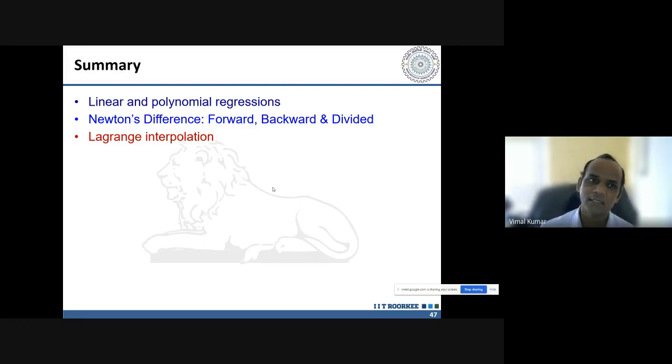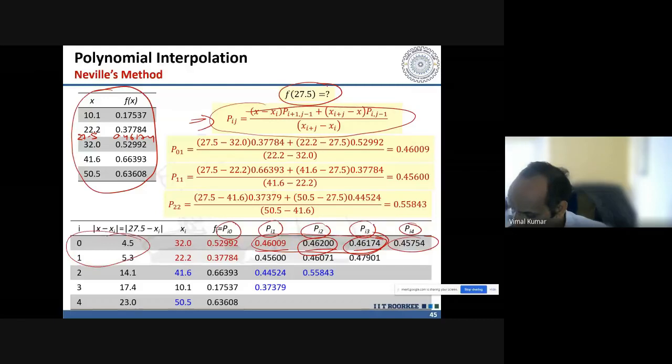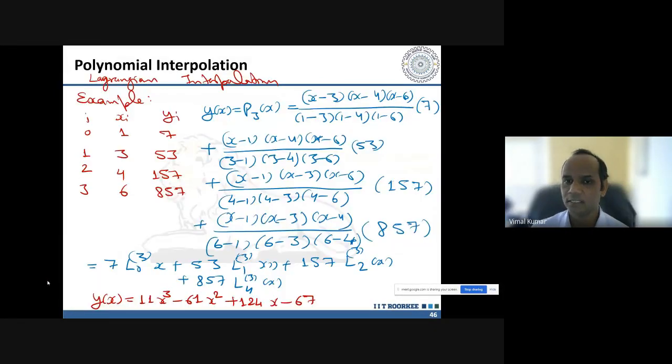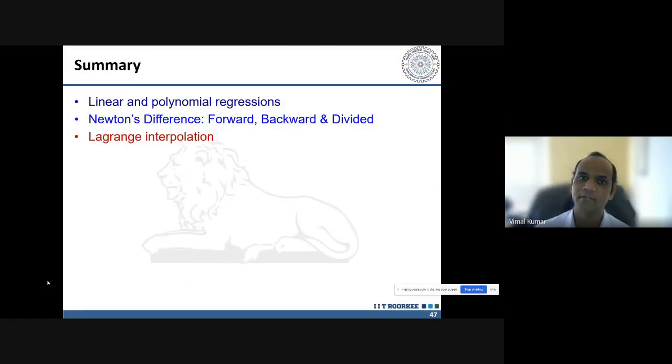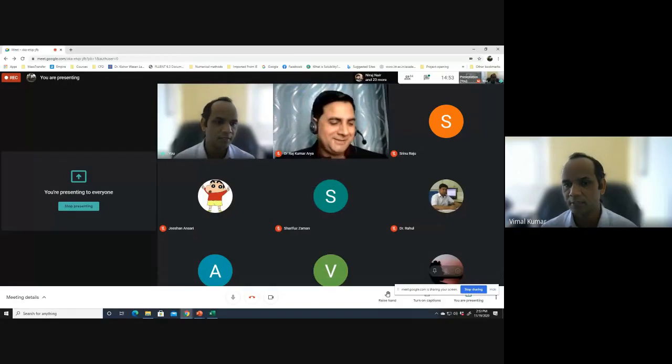So that's why Neville proposed this modified approach, by which we consider two data points step by step. For this case these two data points, for this case these two data points, and so on, and then solve using this approach to get the solution. Neville's approach is good in that sense: it reduces the number of calculations compared to Lagrange interpolation. So this is all from my side about linear interpolation and polynomial interpolation.